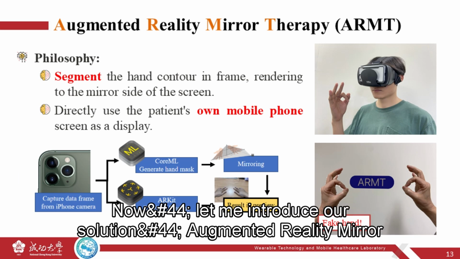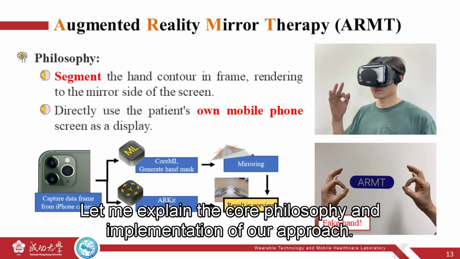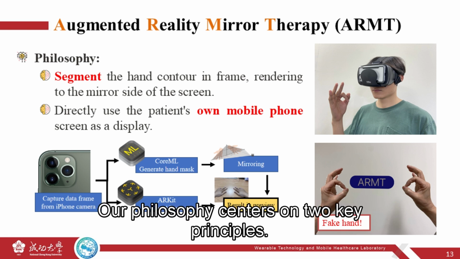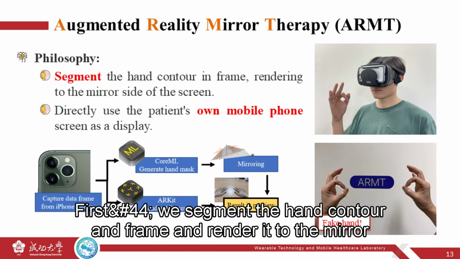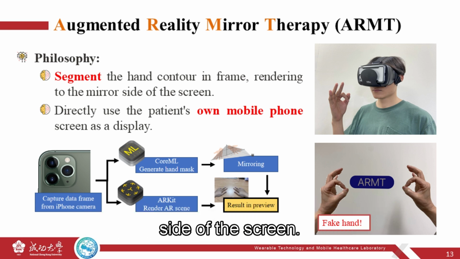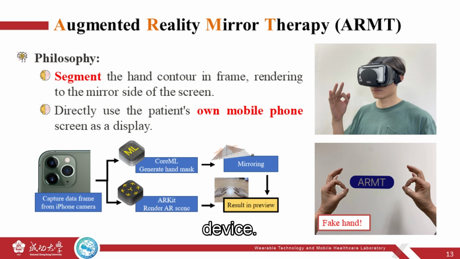Now, let me introduce our solution: Augmented Reality Mirror Therapy, or ARMT. Let me explain the core philosophy and implementation of our approach. Our philosophy centers on 2 key principles. First, we segment the hand contour and frame and render it to the mirror side of the screen. Second, and crucially, we directly use the patient's own mobile phone screen as a display device.